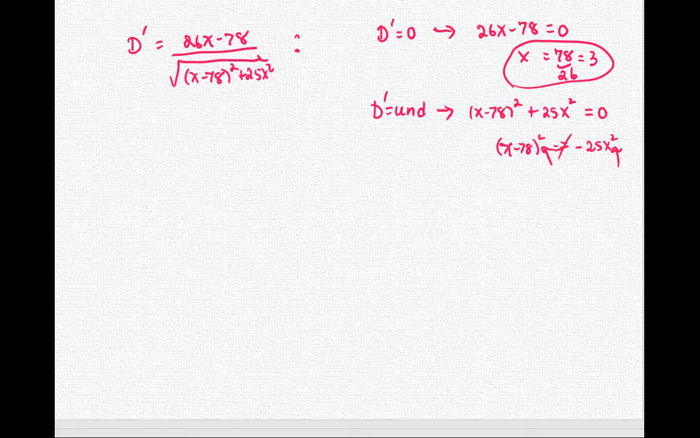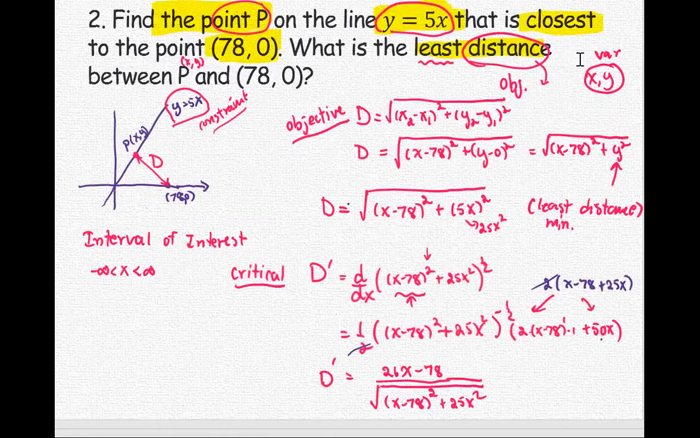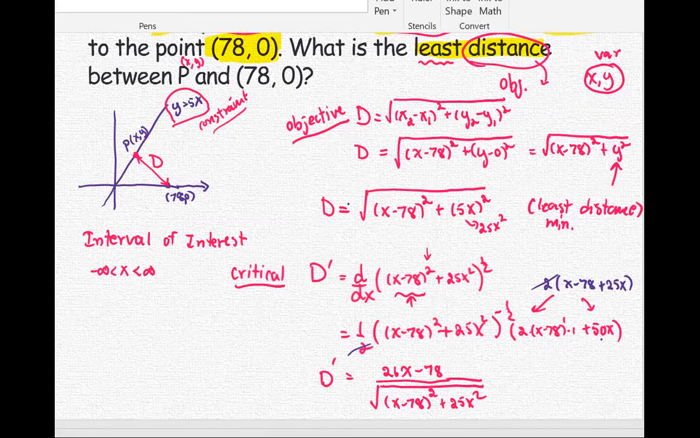So if x equals 3, the relationship of y and x is y equals 5x, because the other point is on the line y equals 5x. Therefore, if x is 3, y is going to be 5 times 3, which is 15. Then the other point P, with x comma y, is in the form of 3 comma 15 as a point on the curve. And then the next part of the problem asks you to find the least distance between those 2 points. Now you just go back to the equation of the D.